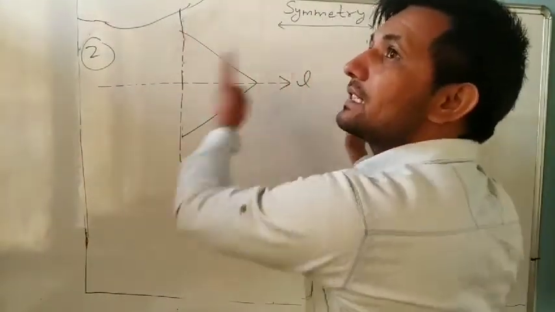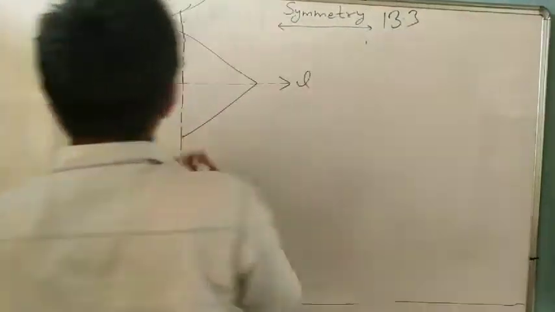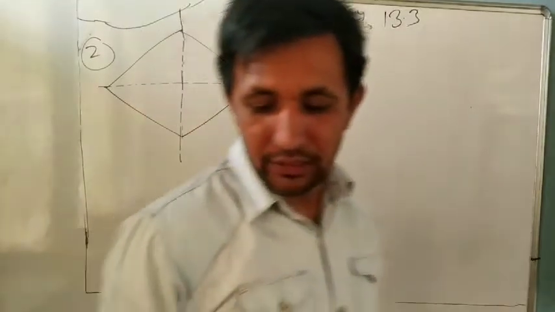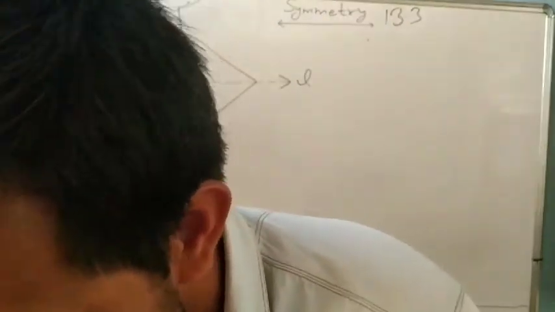Now suppose it is a line of symmetry. What is on the right side is the same as on the left side. So the same as it is, this is our figure. It is your answer. Understand?